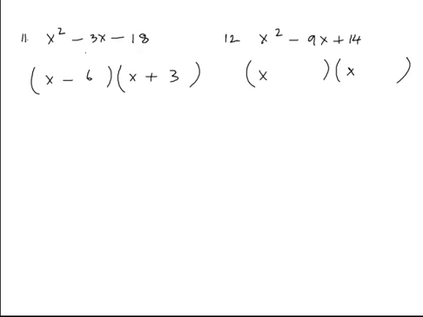14 on the end is positive. That means your signs will be the same. The negative in the middle kind of helps me, so I know they're both going to be negative. And 14, you know, is 7 and 2.